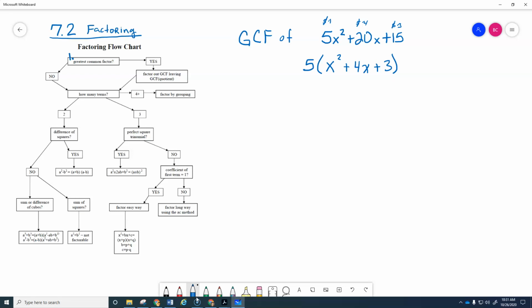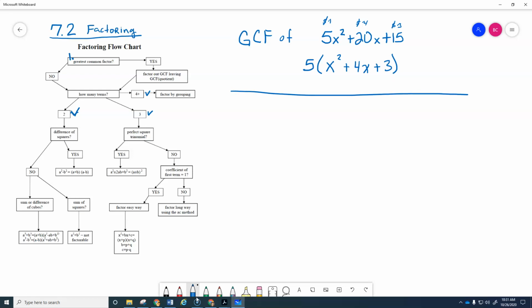Okay, so factoring out your GCF is always going to be step number 1. Then the next question you're going to need to pay attention to is how many terms am I dealing with? Do I have 2 terms? Do I have 3 terms? Or do I have 4 terms? And depending on what the answer to that is, it's going to help you decide how you continue this problem. Okay, so let's deal with having just 2 terms.